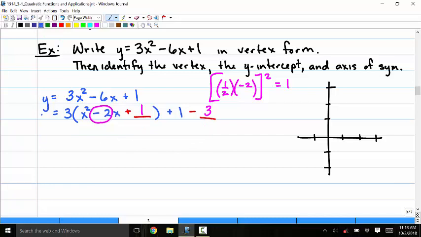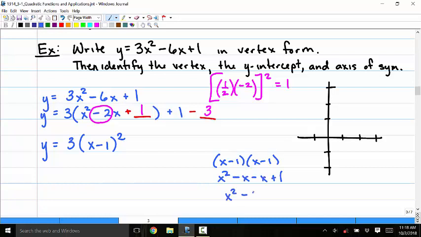Okay, now I have y equals 3 times, if I factor x squared minus 2x plus 1, I get x minus 1 quantity squared. How did I do that? I factored. If you don't believe me, what's x minus 1 times x minus 1? X squared minus x minus x plus 1, which is x squared minus 2x plus 1. You agree? Yes. That's why we just did what's called completing the square.